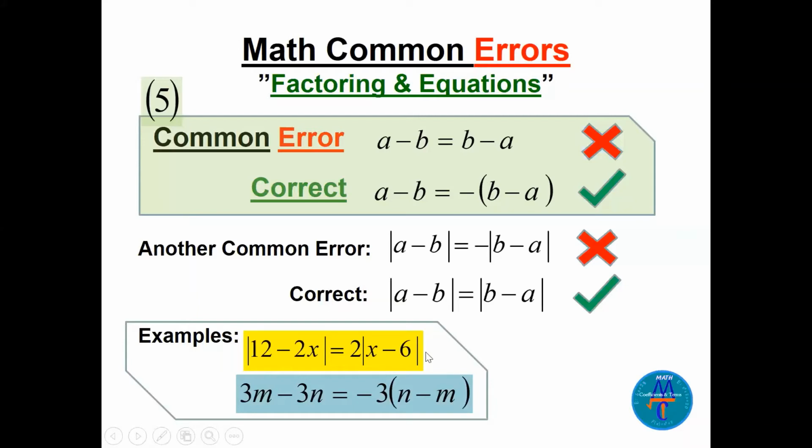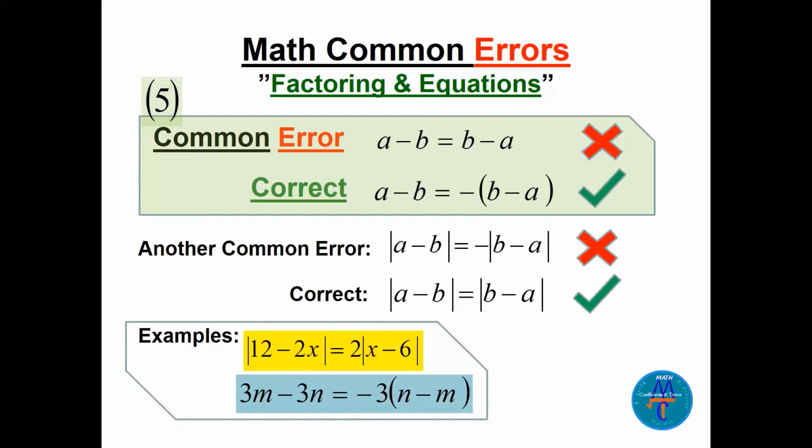Both are correct. Down here, in this example, if you take 3, take minus 3. You see, take minus 3 common. Now this becomes n minus m. How to check this is correct? Multiply. Multiply in your mind if you like. Minus 3 times n is minus 3n. Minus 3 times minus m is plus 3m. You have to work with this on the paper and try.